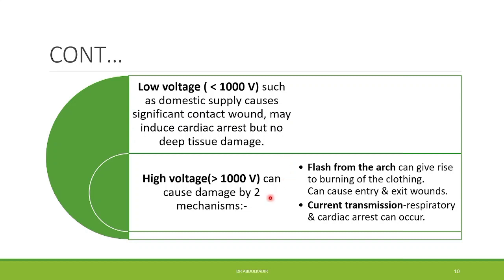So this one is more dangerous according to that one. It causes damage through two pathways. Number one, the flash from the arc can give rise to burning of the clothes and can cause entry and exit wounds. So burning of the clothes is one, and the other is causing entry and exit wounds. Number two is current transmission: respiratory and cardiac arrest will occur. The current will transmit through the body and suppress the cardiac and respiratory function.